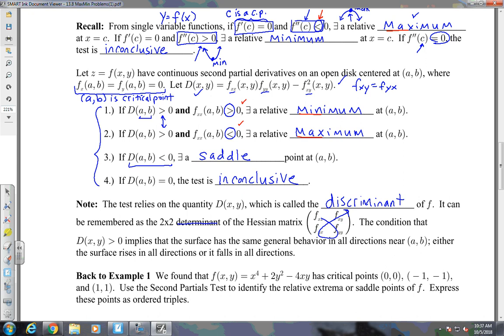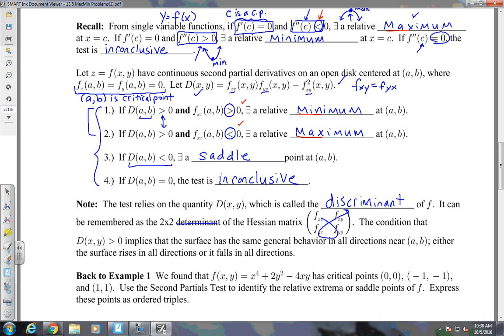The condition that D is positive from our first 2 conditions implies that the surface has the same general behavior in all directions. Near (a, b), either the surface rises in all directions or it falls in all directions. That's how we can make the conclusion of the max and min there.